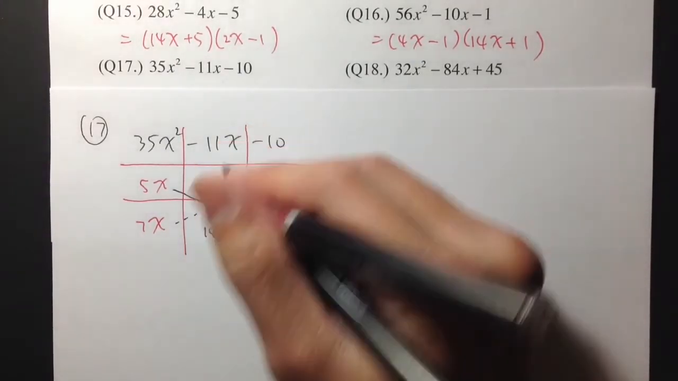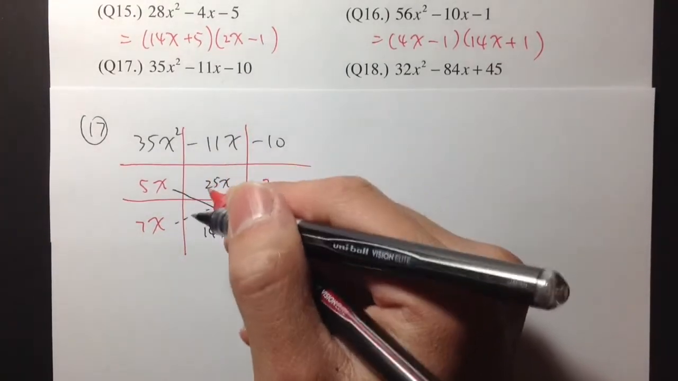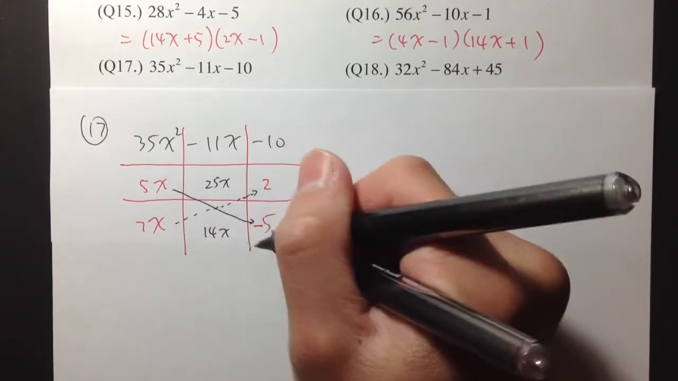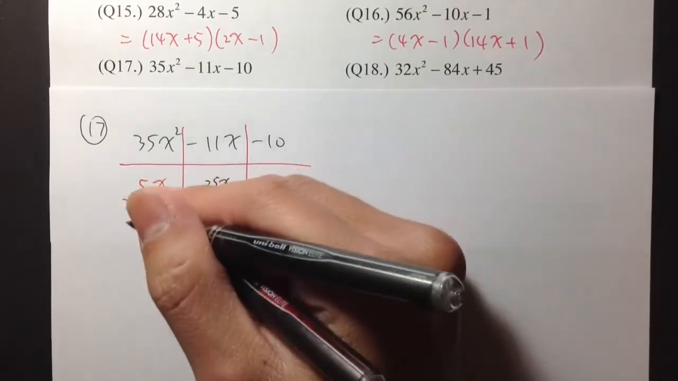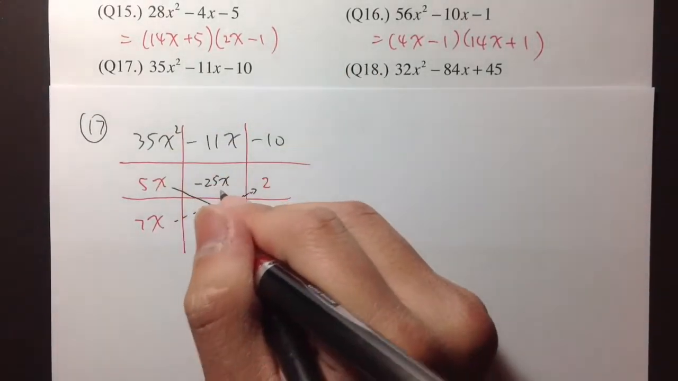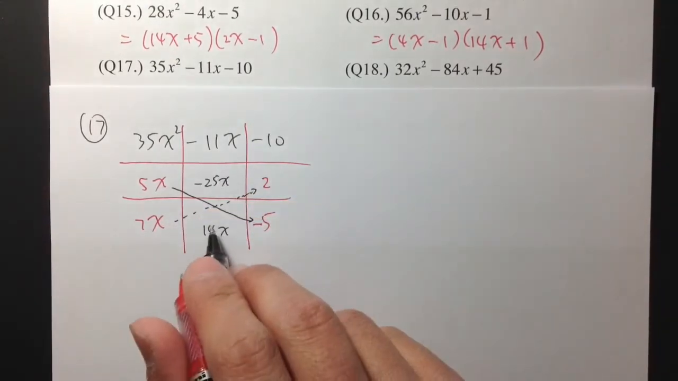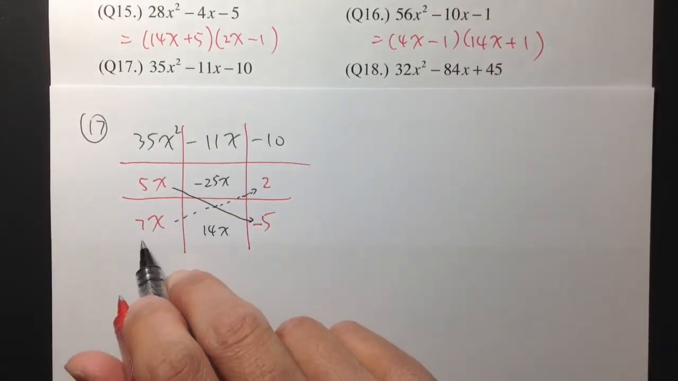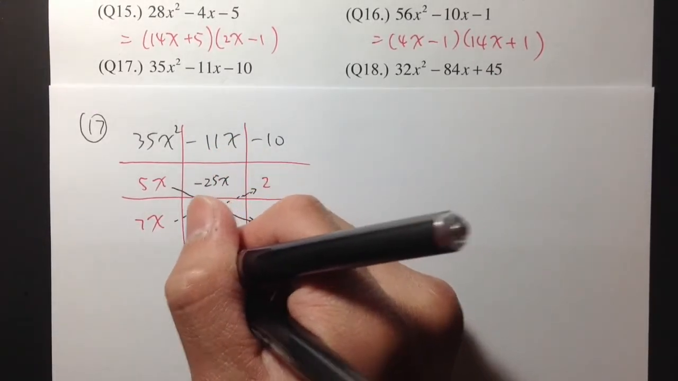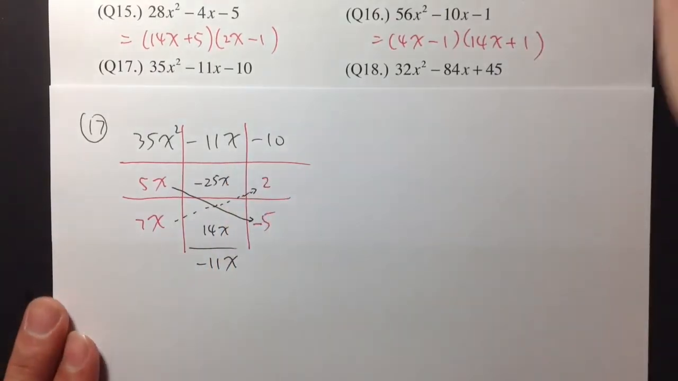And notice that in the middle I need to produce a negative 11x. Wouldn't it be nice if this was a negative 25 instead? So I think we should make the 5 negative. Okay? 5x times negative 5 produces the negative 25 right here. And then negative 25 along with the 14x, which is the result of 7x times 2, these two together is exactly negative 11x. And that's exactly what we are looking for.